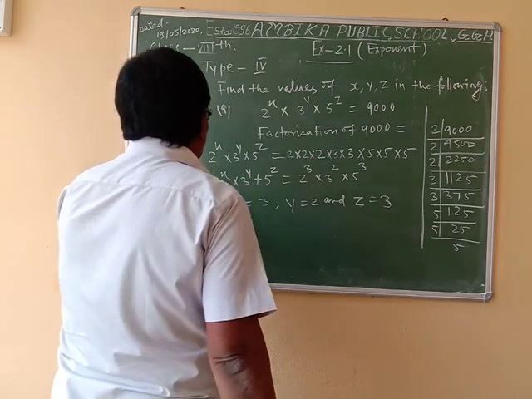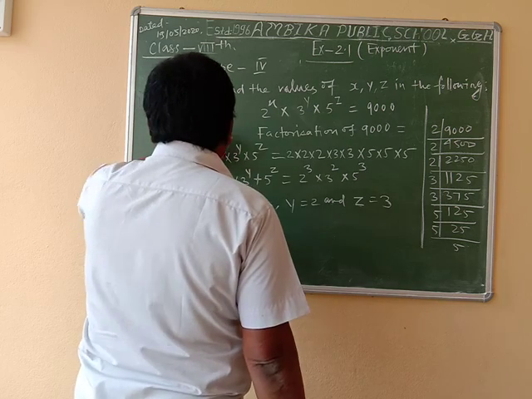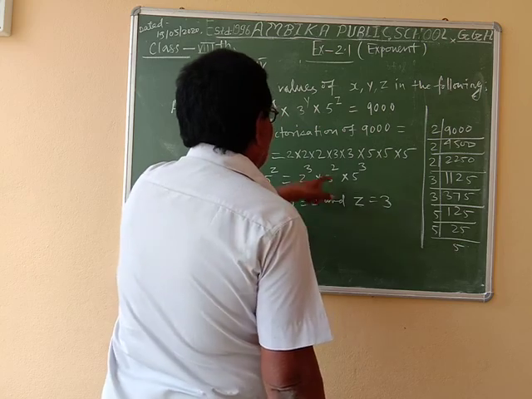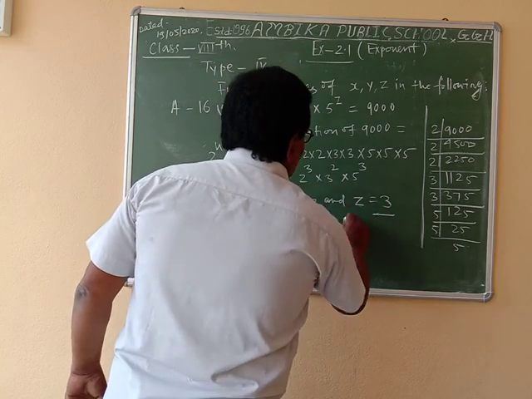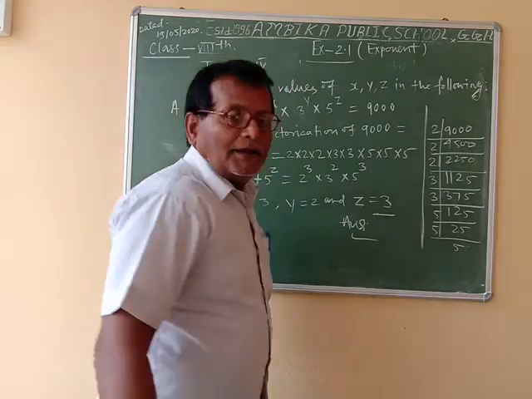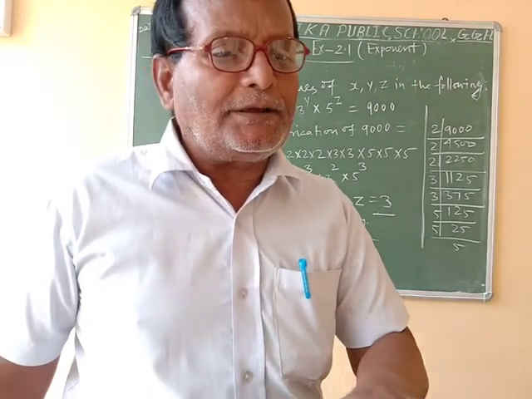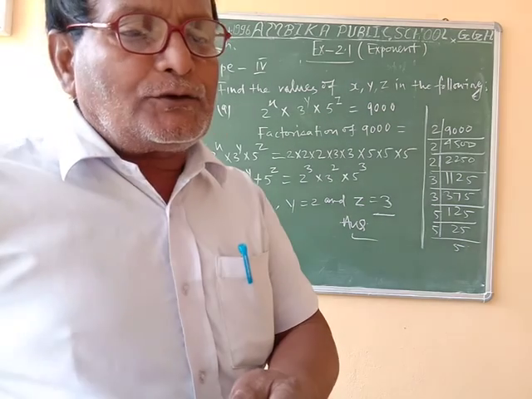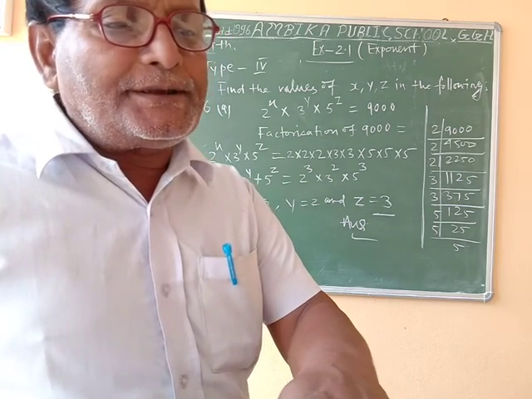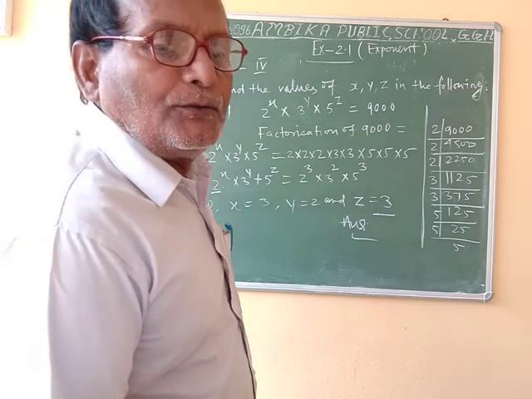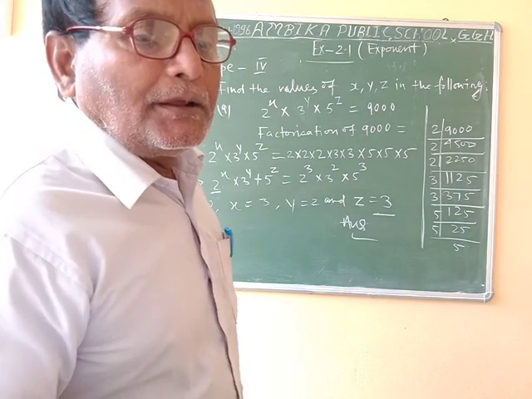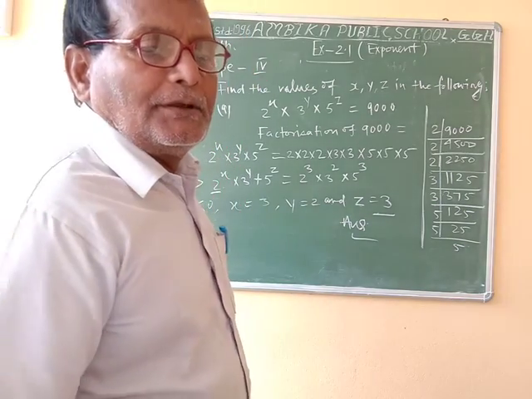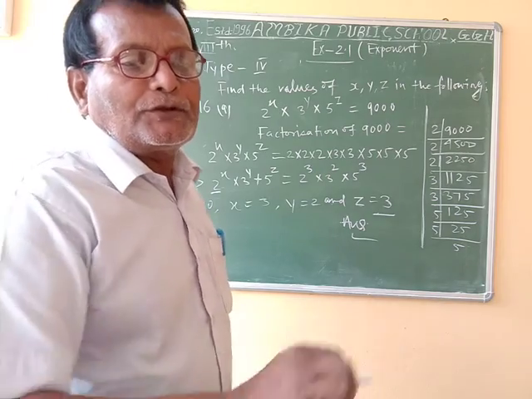Here the exponent of x is equal to 3, of y is equal to 2 and of z is equal to 3. Similarly, you can try the next questions for B, C, and similarly you can solve question number 17. It's very easy. So I hope that you can solve it.